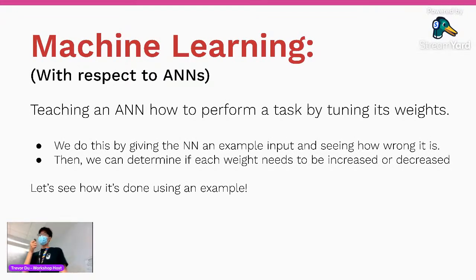And machine learning with respect to ANNs is just teaching an ANN how to perform a task by tuning its weights. We do this by giving the neural network an example input and seeing how wrong it is, and then we can determine if each weight needs to be increased or decreased. So it's sort of like an iterative process. And we'll be going through an example right now. Is everyone okay with it?